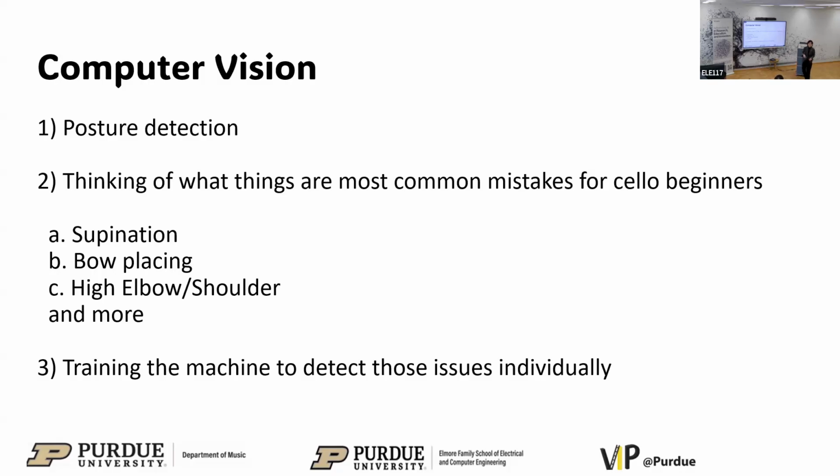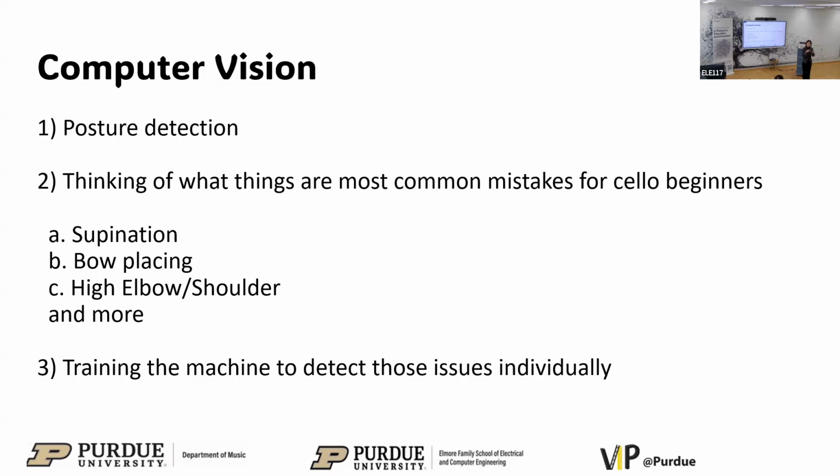And bow placing. Often students place the bow too high or too low. Too high is actually more common. Too high, and a high elbow and shoulder, especially when they get a little more tense, naturally they will have this posture that's not very good either. So we need to train the machine to detect those issues individually. What do we need for training the machine? A data set, correct, right?